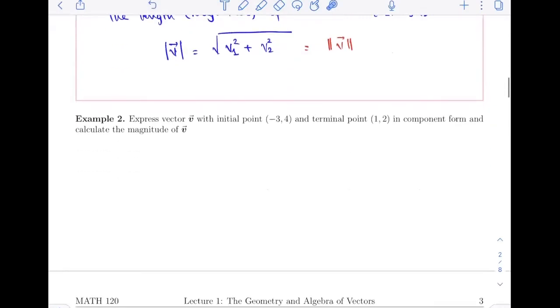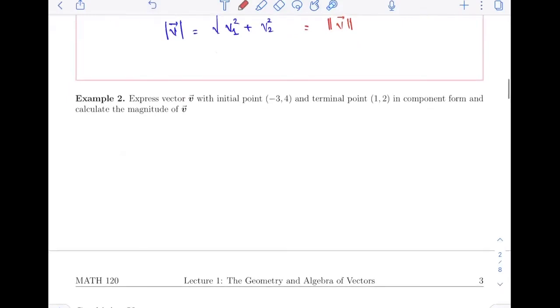So for example, I want to express a vector v with the initial point -3, 4 and the terminal point 1, 2 in component form. That means you have the first component x and the second component y. And then later, after calculating the vector, I want to calculate the magnitude of the vector. So the vector v is equal to 1 minus -3, 2 minus 4. This gives me 4, -2. So this is the vector. Again, you can use this notation as well.